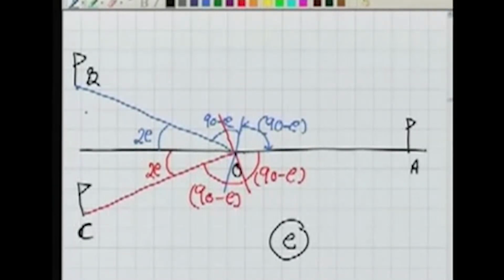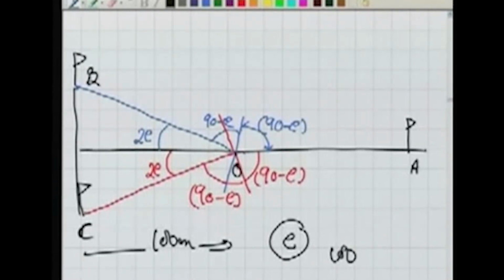So what we do, we join these 2 points. This is around 100 meter here, similarly 100 meter here. So we join these 2 points and we find a point here, which is 1/4 of this total distance BC. So let's say this point is D. So DC is 1/4 of BC.